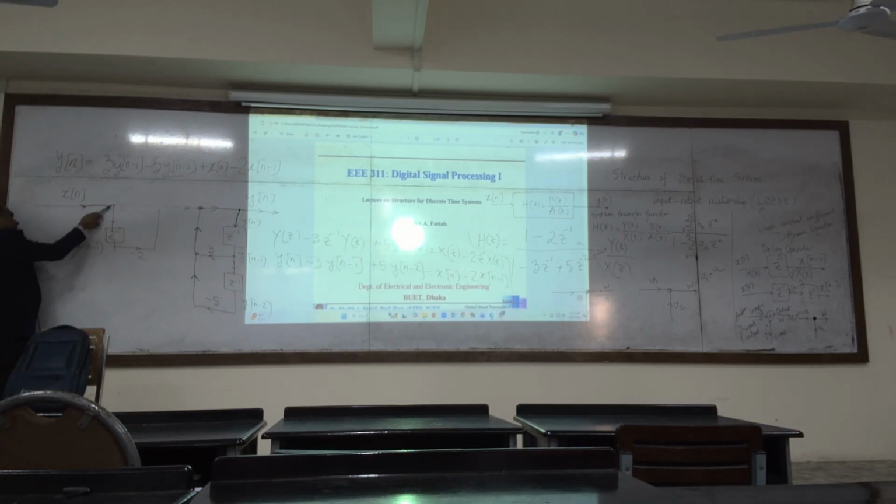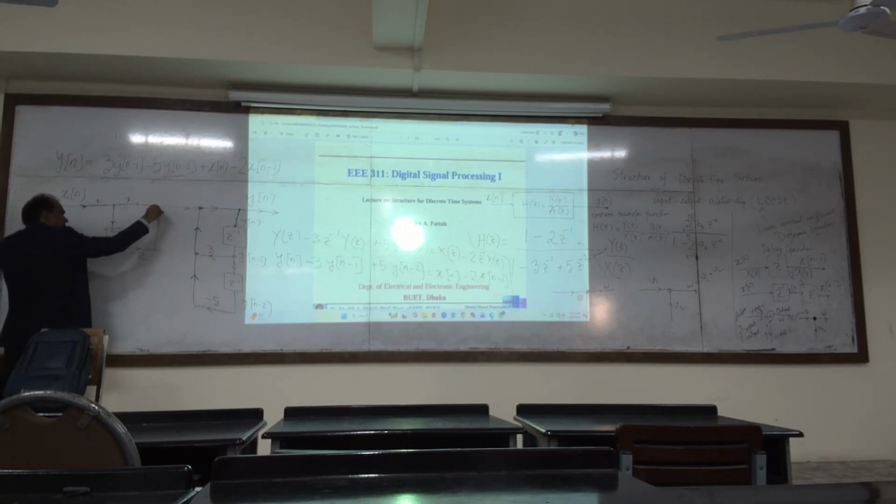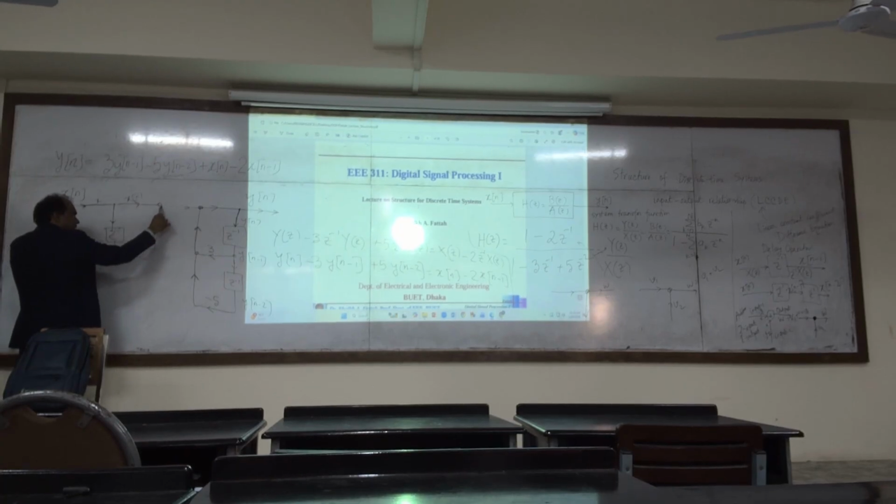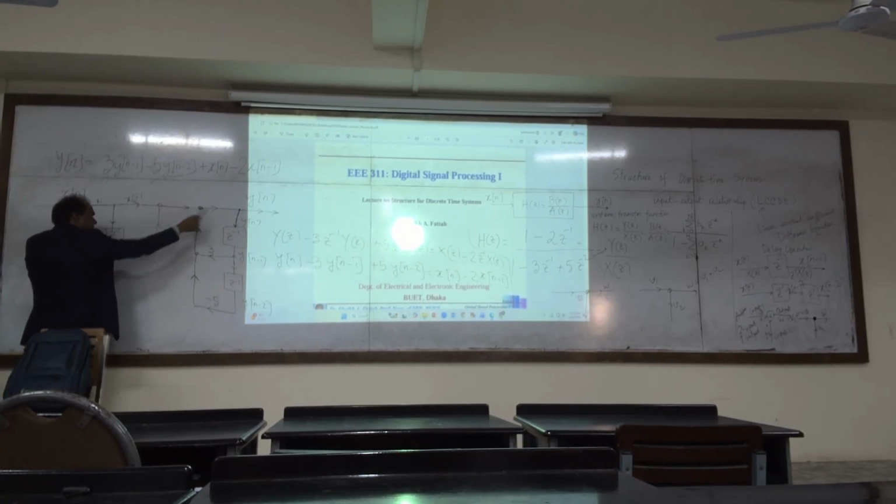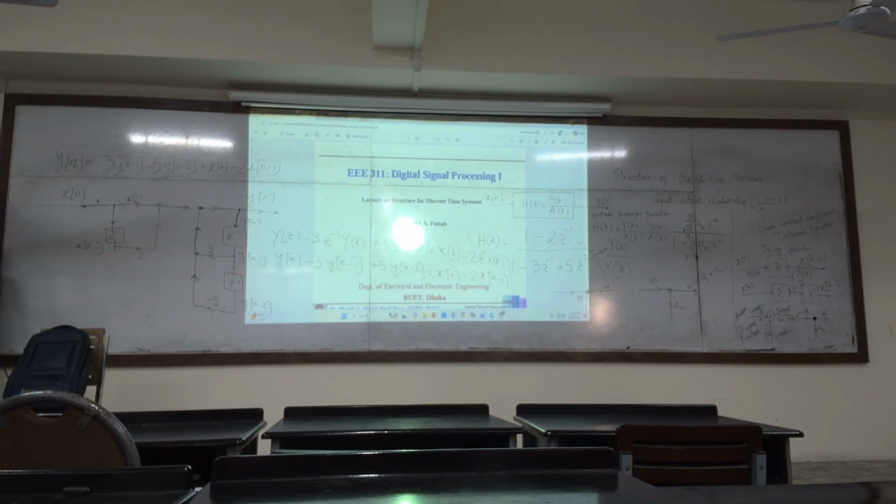Is this an adder? No. This is just a collection point. So this is x(n), this is also x(n) coming here, and here is minus 2x(n-1). Now this one is an adder. This one x(n) and this one minus 2x(n-1) will add. Now it is complete.